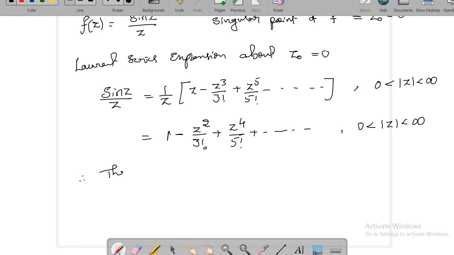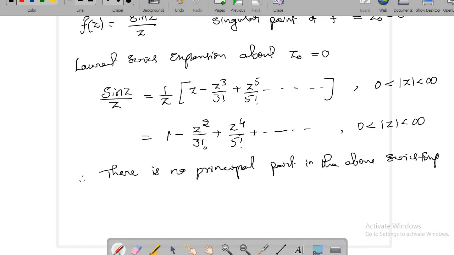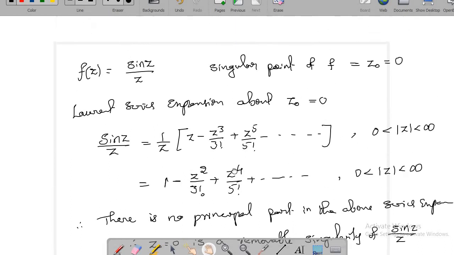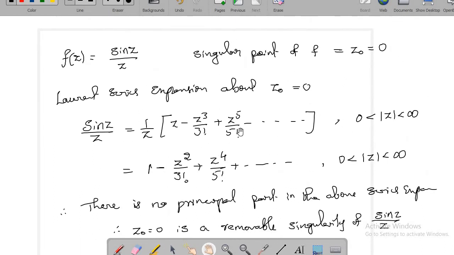Removable singularity. Exactly. So there is no principal part in the above series expansion. Therefore, Z equal to 0 is a removable singularity of sin Z by Z. Okay.